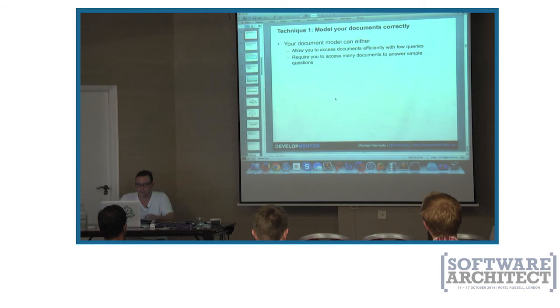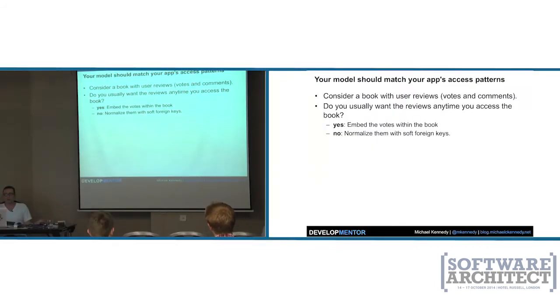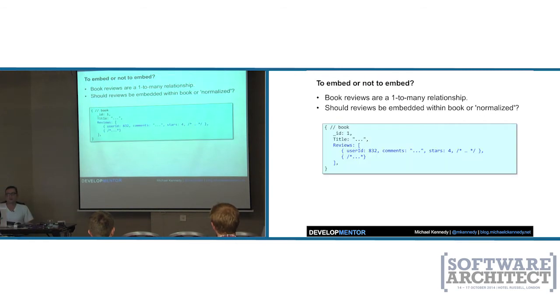OK, so that's the first item. How do we think about modeling our data? Do we take our items and embed them? Or do we put them in this separate, normalized, sort of separated table, connected with what you might think of as soft or weak foreign keys? They're not enforced by the database, but they are representing relationships, right? So do you usually want the reviews when you get the book? If the answer is no, then don't do this. It's just going to make it slower. But if it's yes, then maybe.